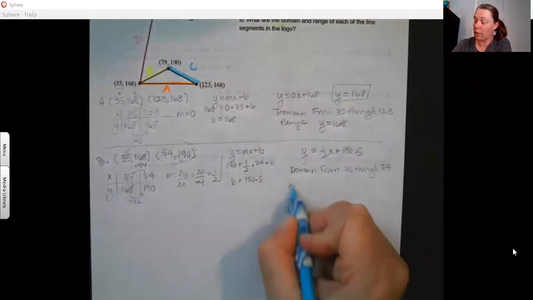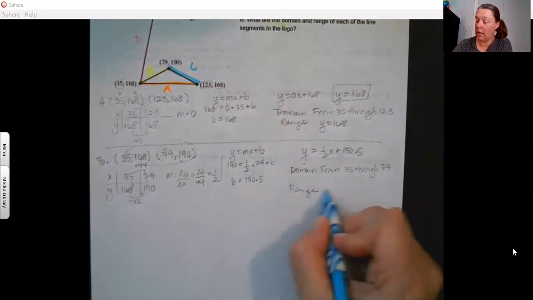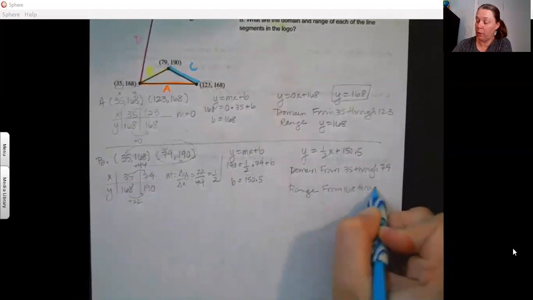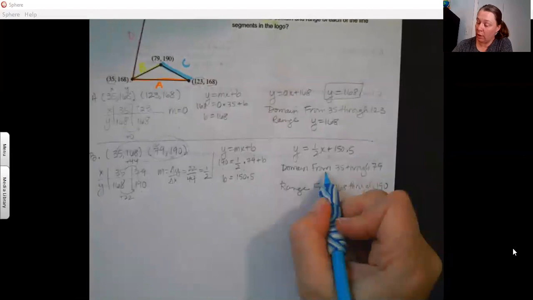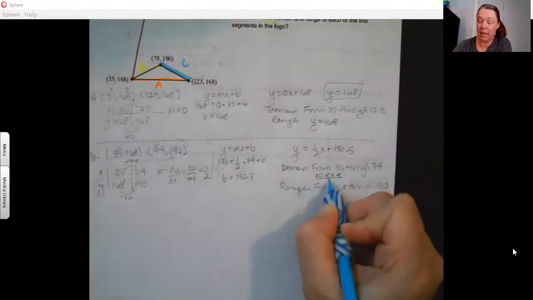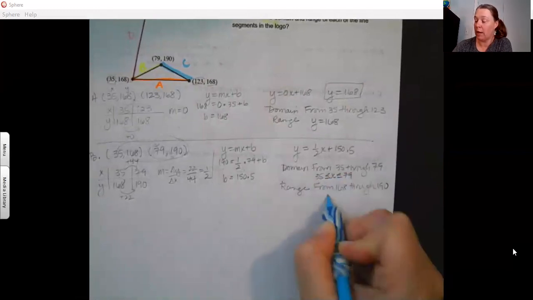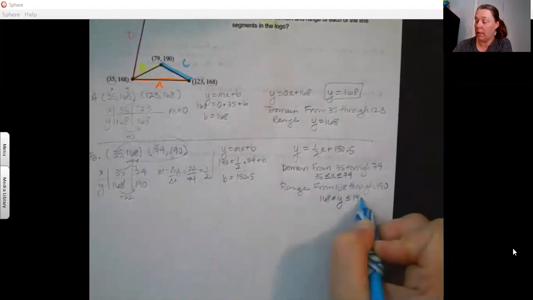My range are going to be all the y values starting at 168 and ending at 190. So from 168 through 190. Now another way you could write that, here it's the x values, just say it's in between. I could say 35 is less than or equal to x, which is less than or equal to 79. Here I could say 168 is less than or equal to y, which is less than or equal to 190.